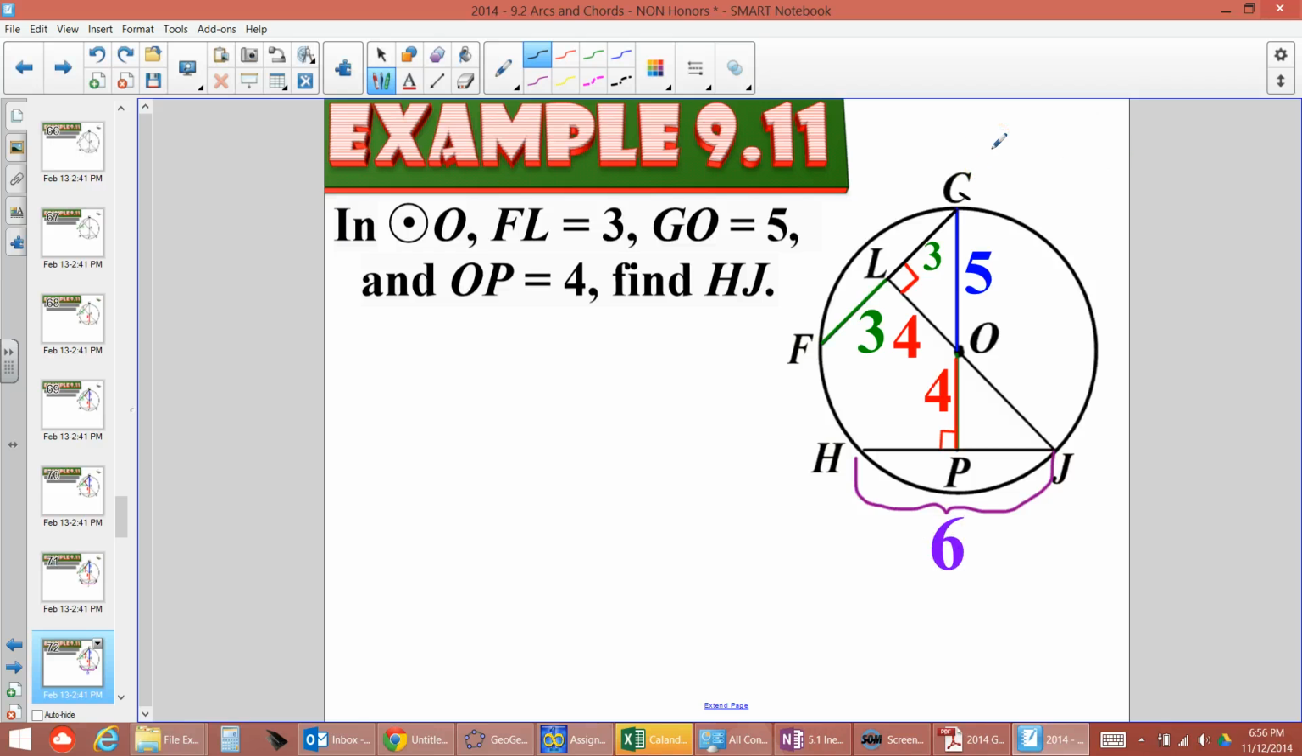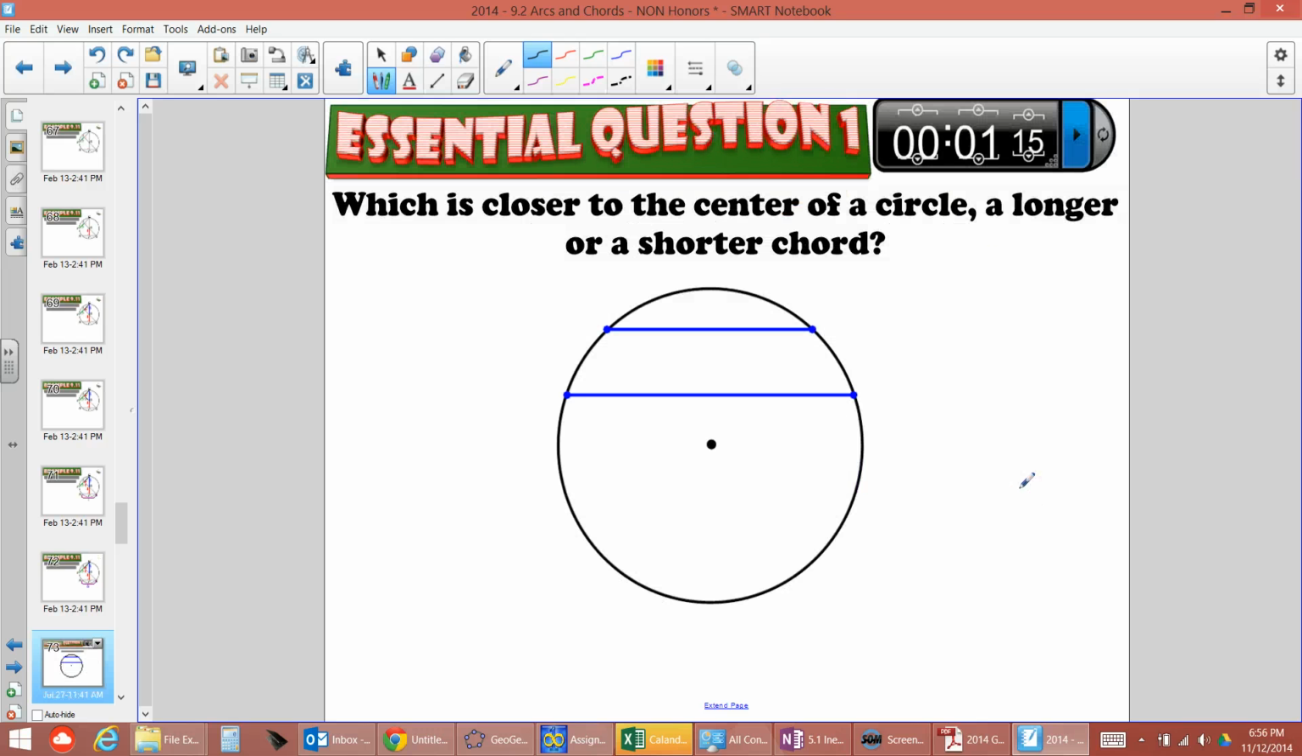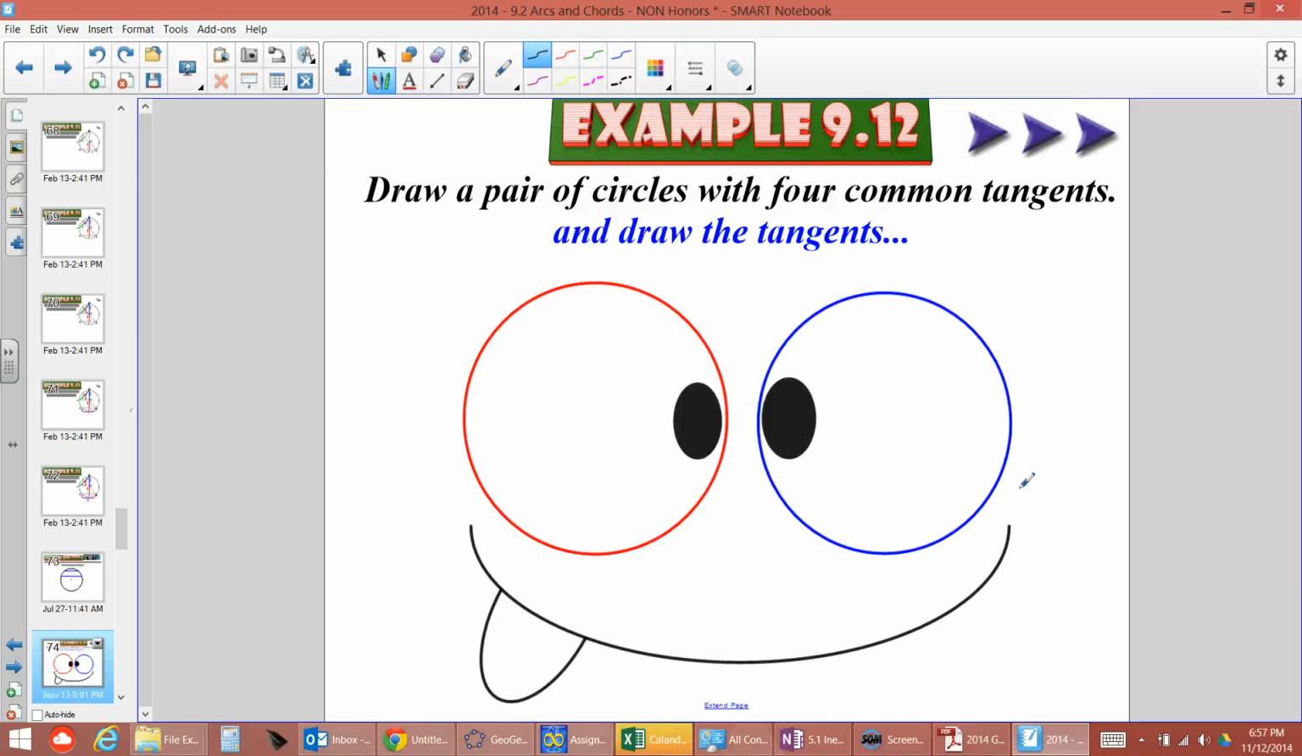That was a lot of information in that one problem, okay? You had to notice they were perpendicular, therefore it bisected. Therefore, these are both the same value, 6. You had to know the Pythagorean triple, 3, 4, 5 triangle. And then you had to notice they were the same distance away from the center, and therefore were the same distance. Okay, which is closer to the center of a circle, a longer or a shorter chord? There's a little picture there to help you visualize it. Please put in your answer. It shouldn't take very long at all.